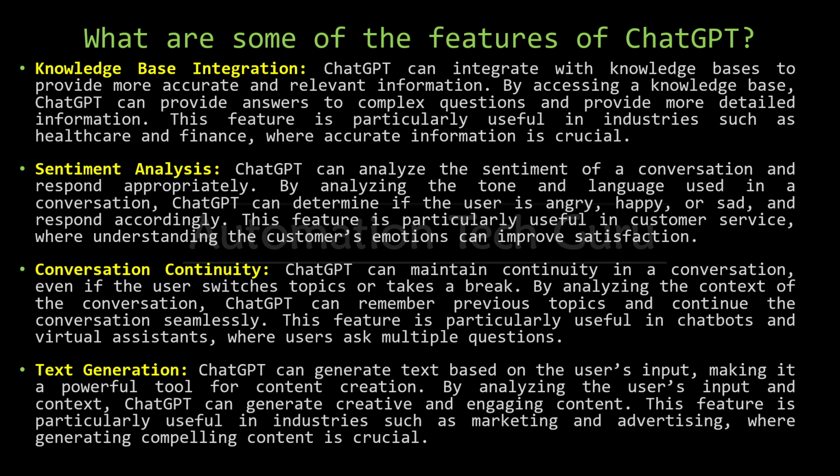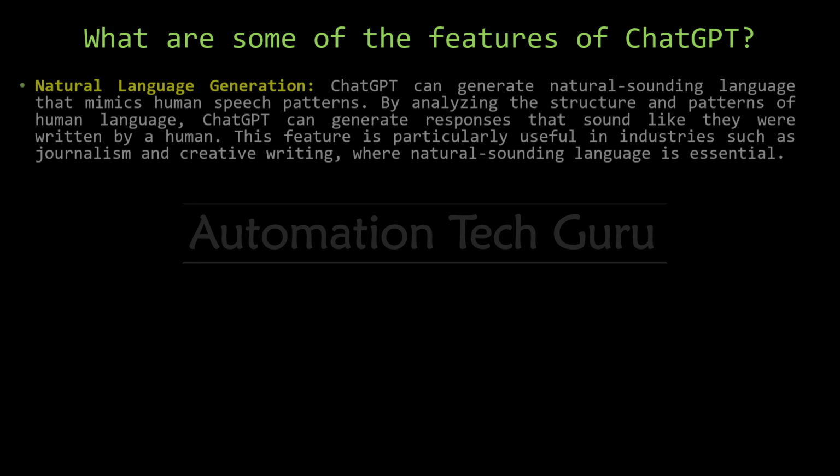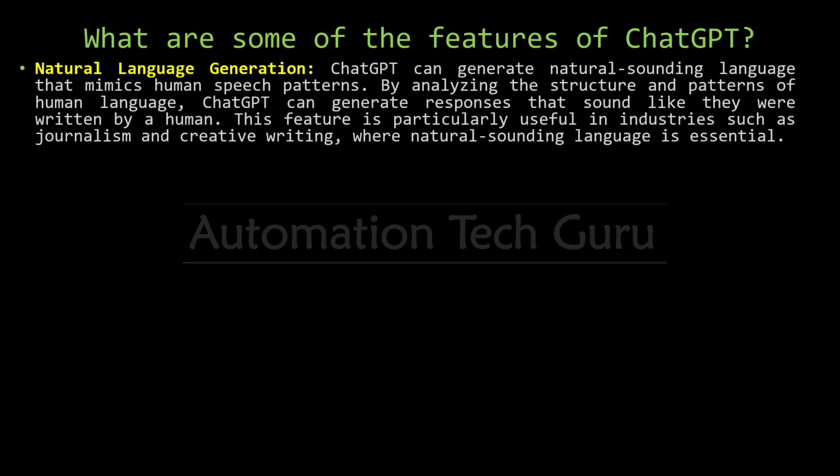Text generation. ChatGPT can generate text based on the user's input, making it a powerful tool for content creation. By analyzing the user's input and context, ChatGPT can generate creative and engaging content. This feature is particularly useful in industries such as marketing and advertising, where generating compelling content is crucial.